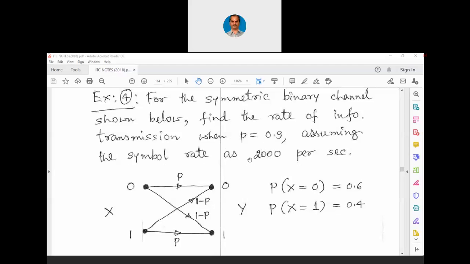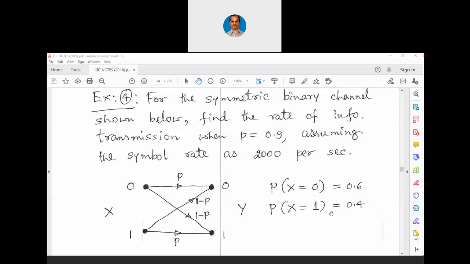So rs is given as 2000 per second, and P00 equal to P11 is given as 0.9. Using this data, we can write the channel matrix or the noise matrix. Now the probability of each symbol is given. The probability of 0 being transmitted is 0.6 and the probability of 1 being transmitted is 0.4. These are the source symbol probabilities.